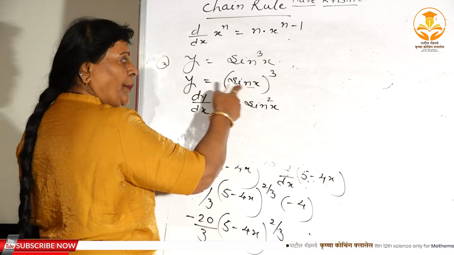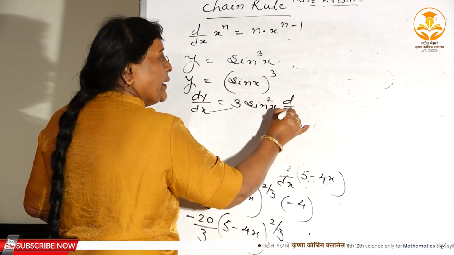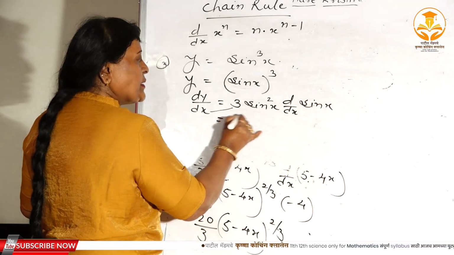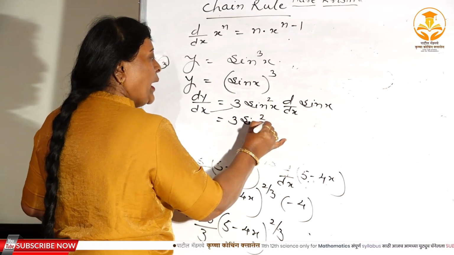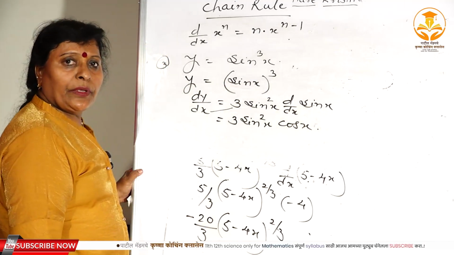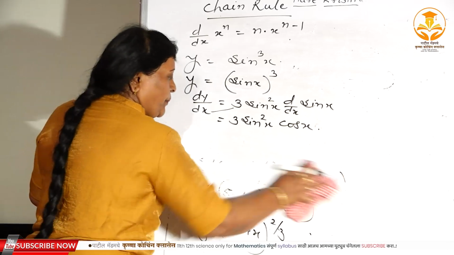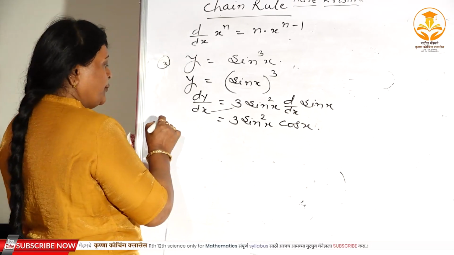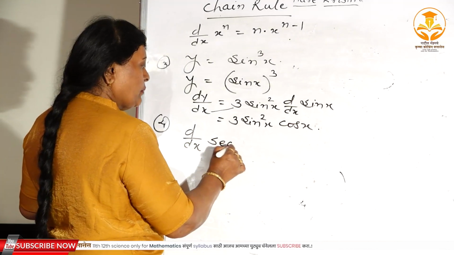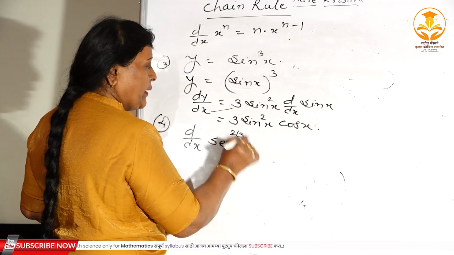Right. We put u in place of sin x. Again d/dx of sin x. Right. Now see, 3 sin square x, and what is the derivative of sin x? That is equal to cos x. Very simple, isn't it? Suppose I take the fourth example, d/dx of sec to the power 2 by 3 x.